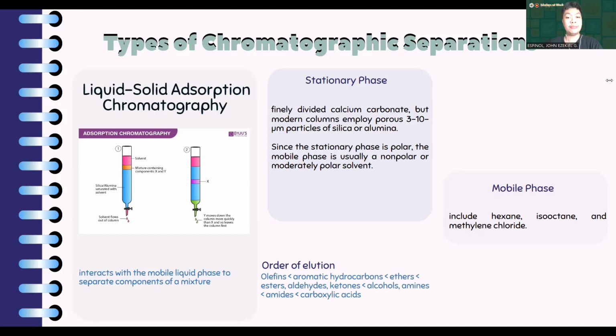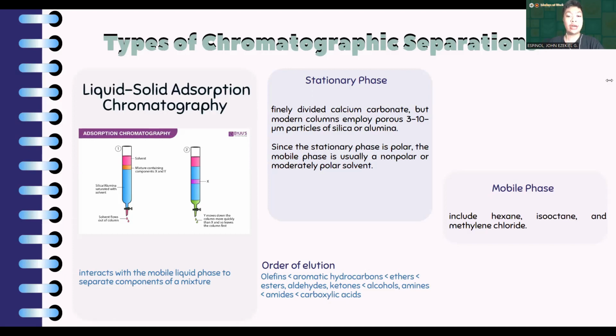The separation occurs as the components of the mixture interact differently with the adsorbent material. This interaction is based on various factors including polarity, size, shape, and affinity of the molecules for the adsorbent surface. Components that have stronger interactions with the adsorbent material will be retained for a longer time, resulting in slower movement through the column, while components with weaker interactions will move more quickly.